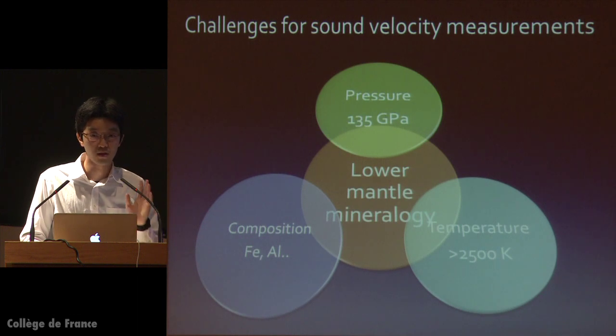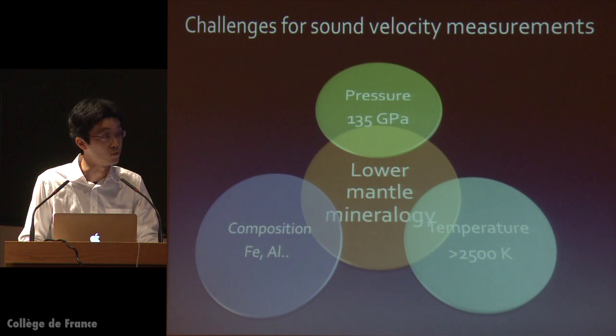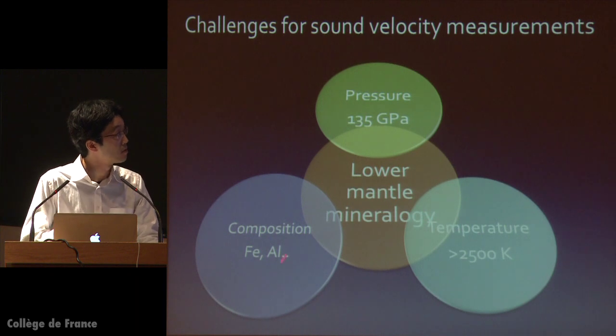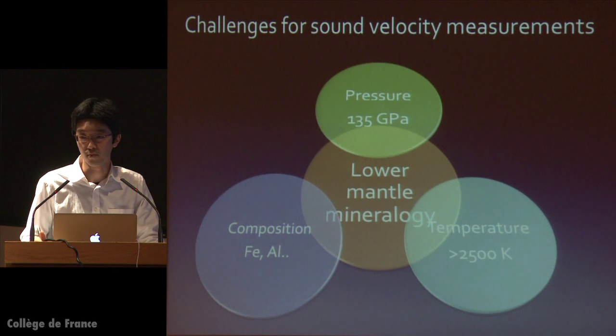So these observations provide very critical information on the lower mantle mineralogy. However, in order to give a more precise constraint on the lower mantle mineralogy, we need to clarify not only the effect of pressure, but also the effect of chemistry and the effect of temperature on the sound wave velocity of the lower mantle phases.